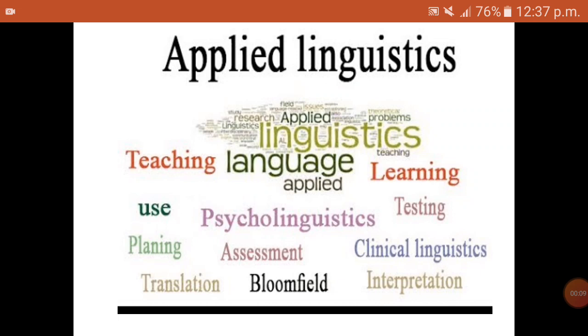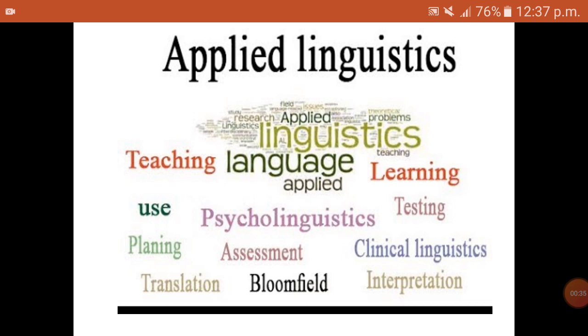Applied linguistics is an interdisciplinary field which identifies, investigates, and offers solutions to language related real life problems. Some of the academic fields related to applied linguistics are education, psychology, communication research, anthropology, and sociology.